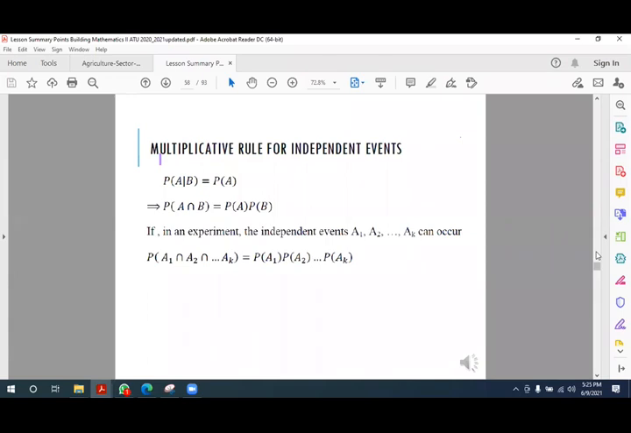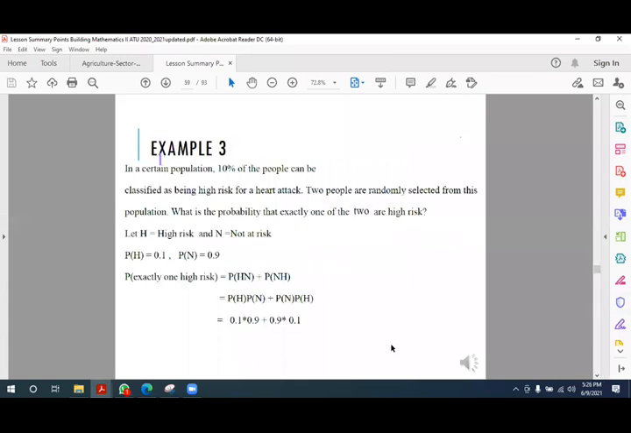We are saying that for independent events, if you have two events, A and B, and you want to find the probability, it's just the product of A times B. So let me say probability of A times probability of B. And by extension, if you have more than two events, then it's just the product of the various probabilities of all those events. Good. That gives us the multiplication rule for independent events. Now we have an example here to look at.